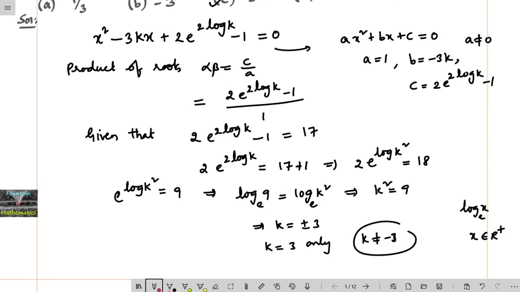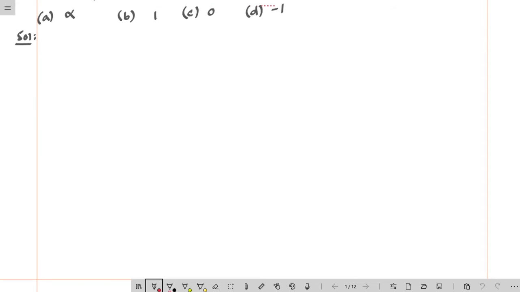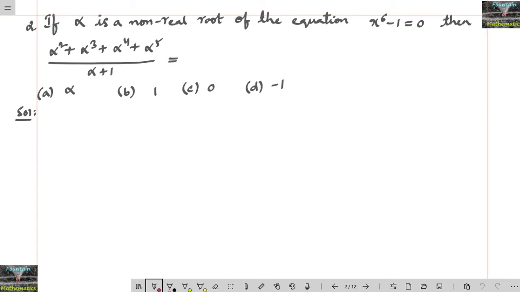Okay, then the next problem. If alpha is a non-real root of the equation x power 6 minus 1 equals 0, then alpha square plus alpha power 3 plus alpha power 4 plus alpha power 5 divided by alpha plus 1 equals to. Four options are given here: first option alpha, second option 1, third option 0 and fourth option minus 1.